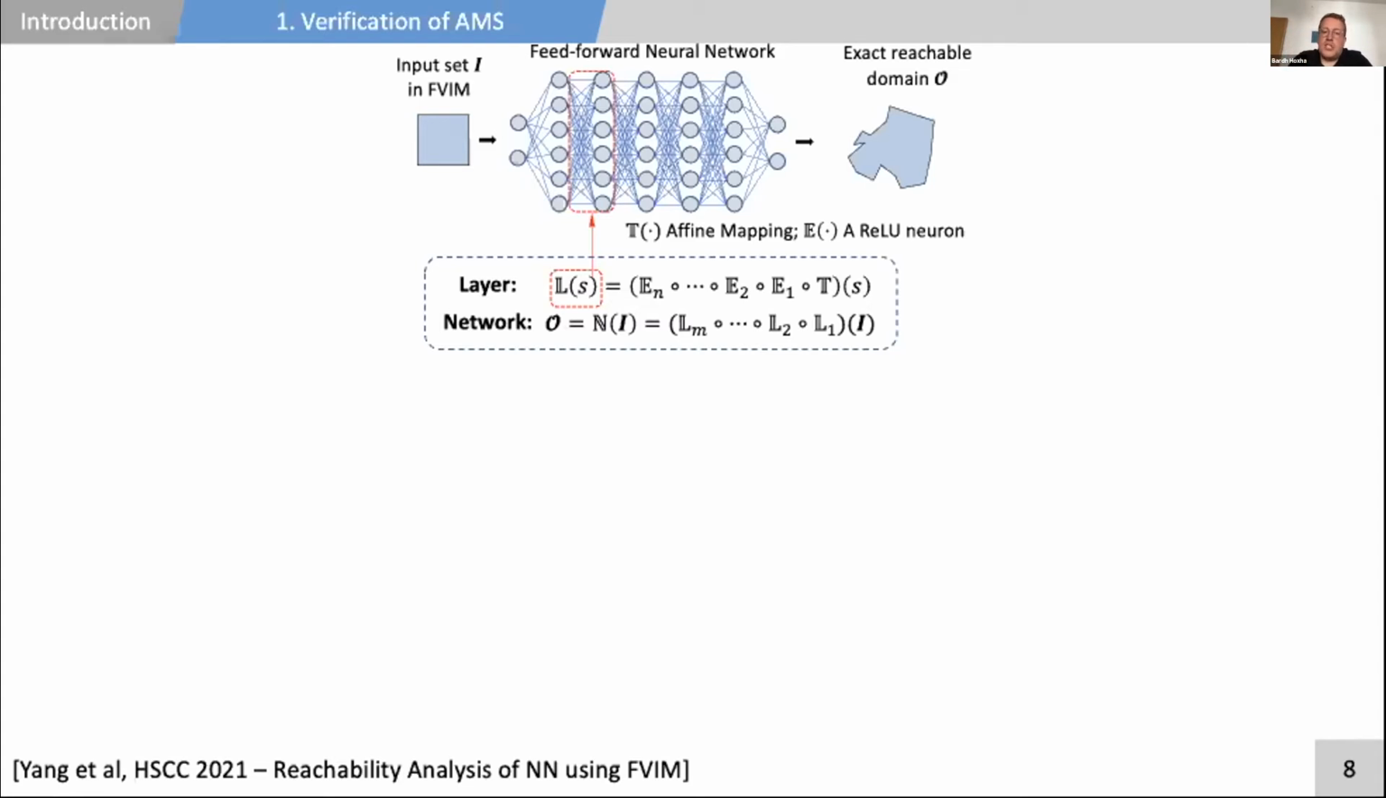A big challenge in this work is finding the right set representation, because a lot of the algorithms are basically going to depend on that. And so in this work, we're doing exact reachability analysis. So I think that's important to emphasize.